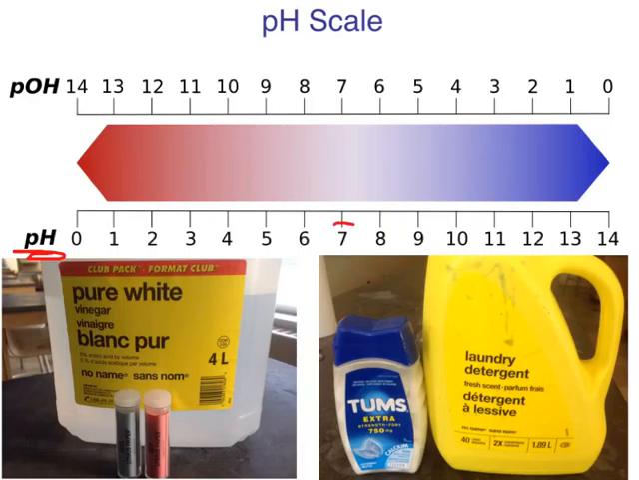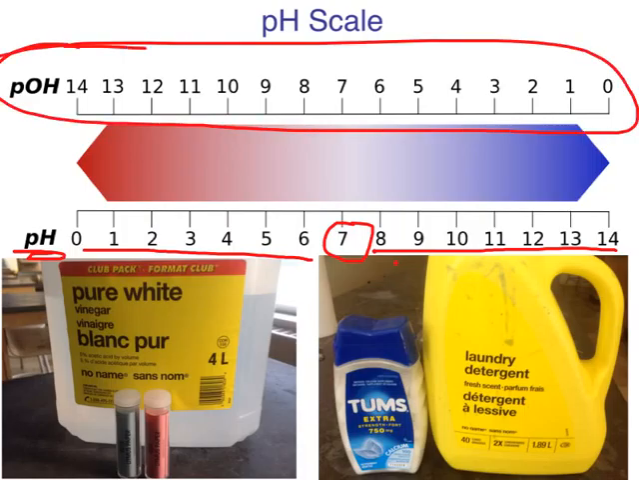The middle of the scale, which is 7, is neutral. Anything below 7 is acidic, and anything above 7 is considered basic. Okay, there is also another scale called the pOH scale, and the pOH scale works in reverse of what you see. On the pOH scale, everything on this side is basic, and everything on this side is acidic. So you can see the opposites, how they work there.